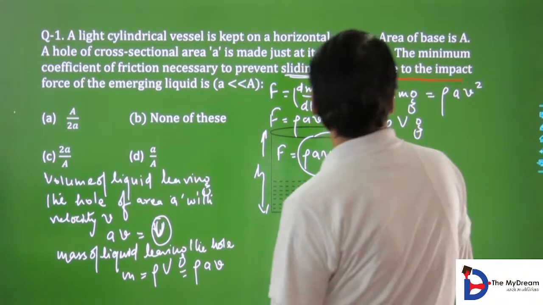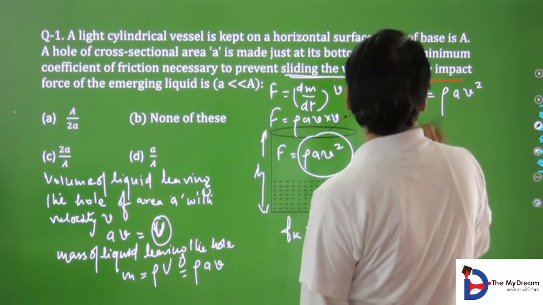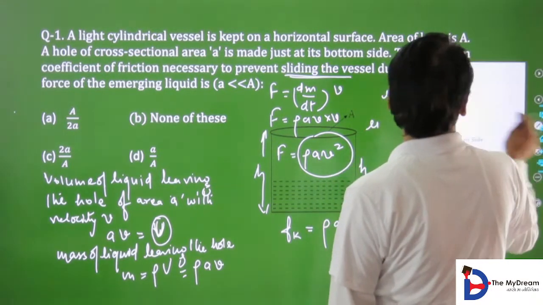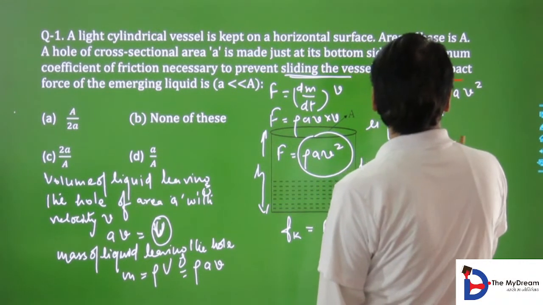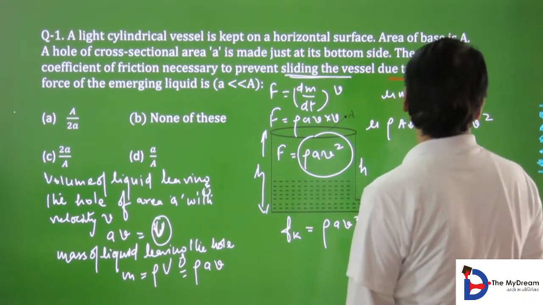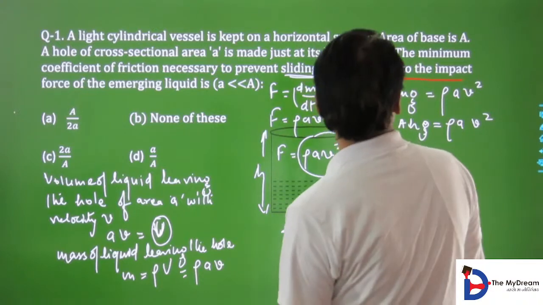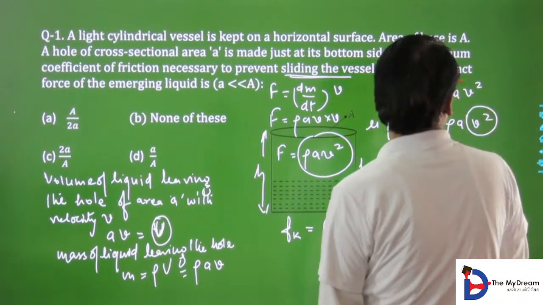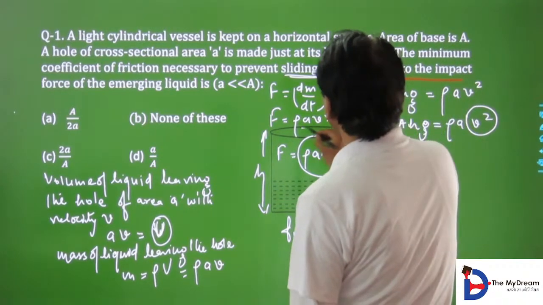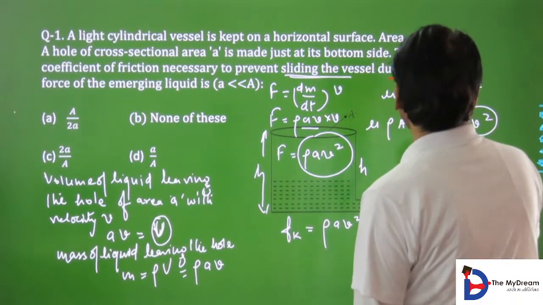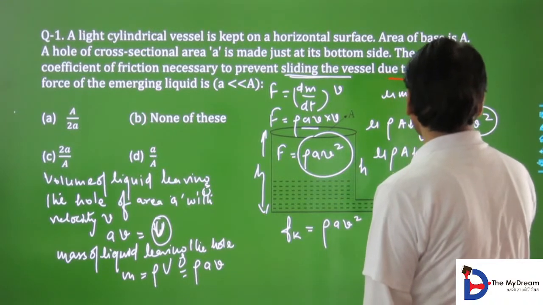And the mass is density into area into height, so R is rho A h g, and the velocity is twice of V. Delta m by delta t into velocity gives rho a V square, and the weight of the liquid container is rho A h g. There is no need to worry.